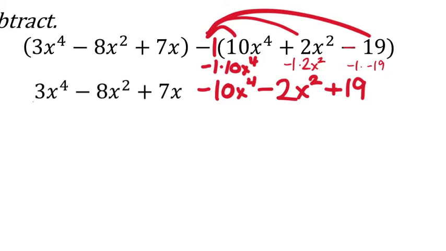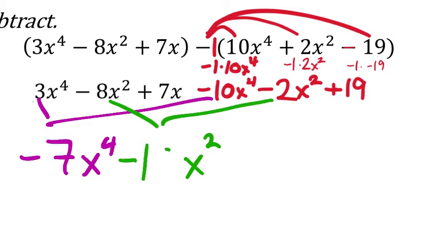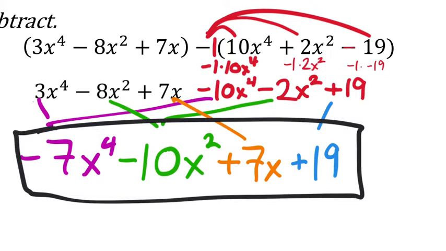But now that we have this, all we're doing is looking for like terms to combine, such as my x to the power of 4s, right? Got 3 and negative 10, which comes out as negative 7 x to the power of 4. Then we got our x squared terms, negative 8 of them and negative 2 of them, which results in negative 10 of those. Oh, we have the 7 x's there, but that's all the x terms we have. 7 x's positive. And then this 19 finally is just positive 19. We're going to drop that as well. No other constants to combine with that, so this is it. Boom.